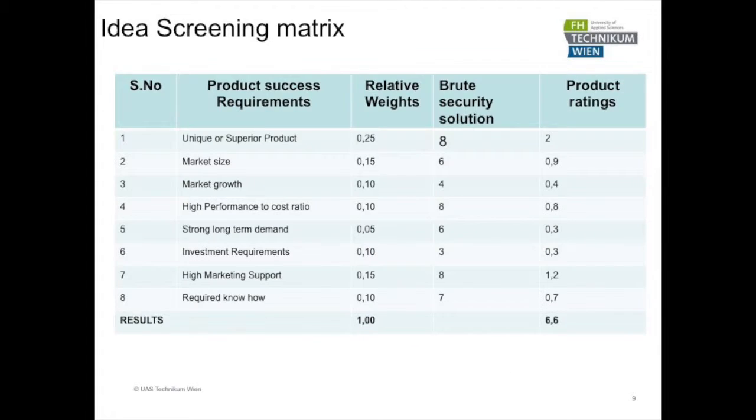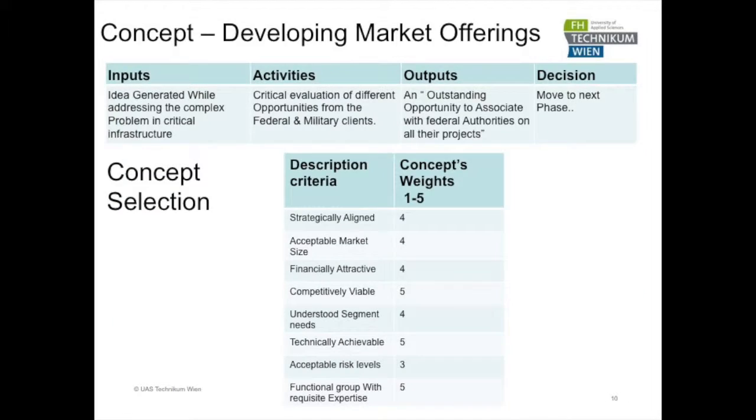In this slide I just want to show the screening matrix, how you rate the idea once an idea is proposed. The rating is done on several specific success requirements, like unique or superior product, market size, market growth, etc. So it's the same as what I discussed in the previous slide.